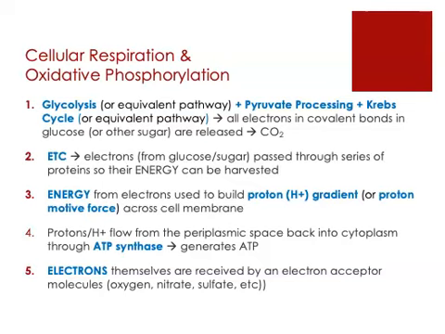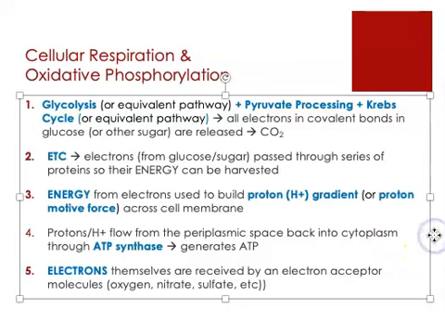If we allow the gradient to resolve, if we allow those hydrogen ions to flow across the membrane down the concentration gradient, that energy can be used to do something. It can be used to do some work. And that work that's going to be performed is the production of ATP. Protons, or again, hydrogen ions, are going to flow from the place where there's a high concentration, and that's the periplasmic space, back across the membrane into the cytoplasm of the cell.